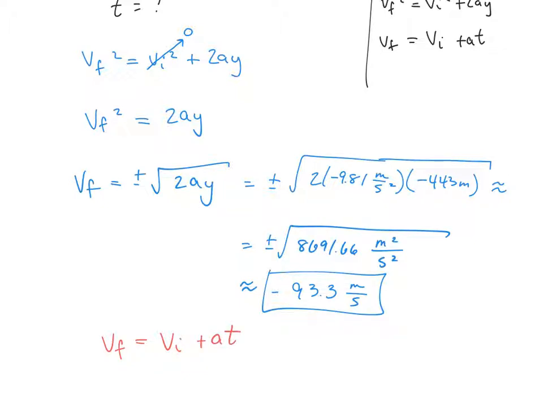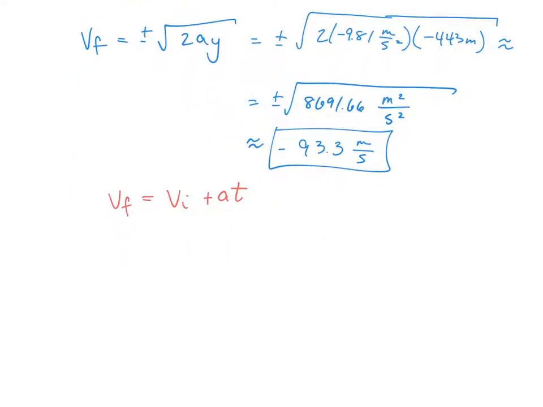You could use the other one also. You could use y equals VIT plus 1 half AT squared. Drop off the VIT because the VI is 0. Find t squared, square root it. It's a lot of work, right? So I would prefer to solve for t here. If I'm going to do this with all variables, if I want to get used to it the way I've been showing you guys, I would start by moving VI over.